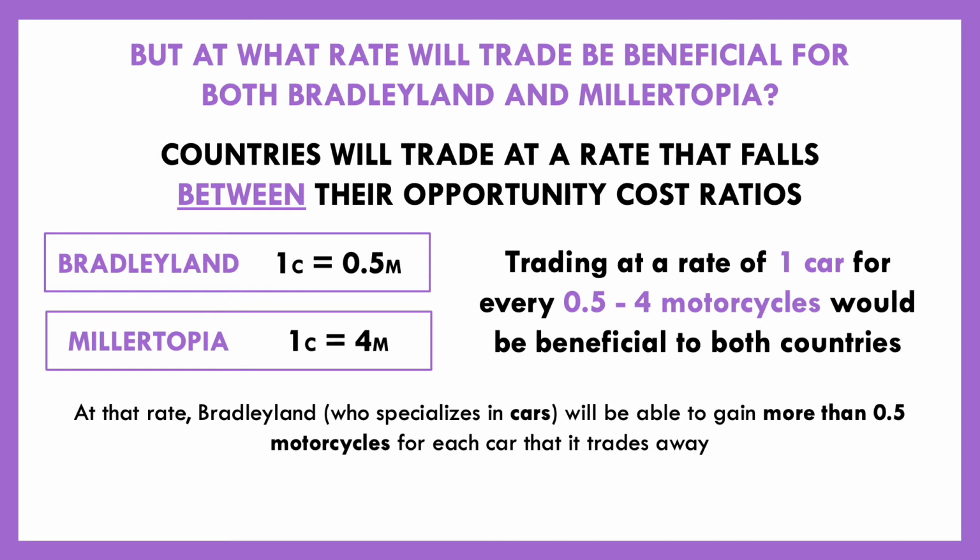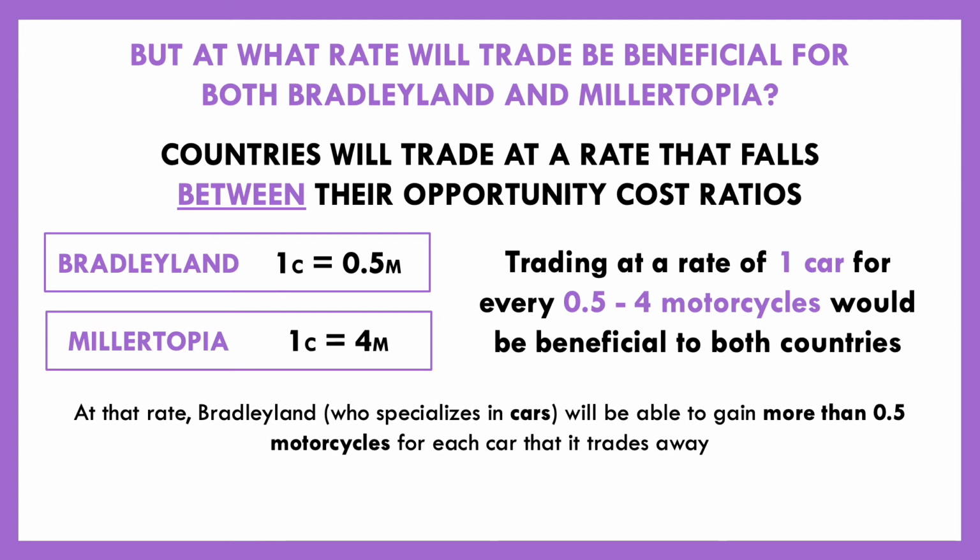Like say the trade ratio was 1-to-1. If Bradley Land was able to trade one car away and get one motorcycle for that, hey, that's better than the 1/2 that they would get on their own by stopping making one car and making motorcycles instead. So Bradley Land would benefit from anything more than getting 1/2 of a motorcycle.